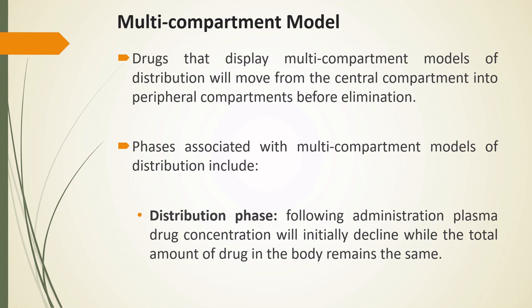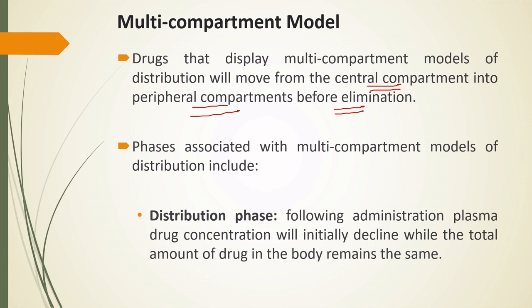The second model is the multi-compartment model. Most of the drugs follow the multi-compartment model, in which the drug will initially move from the central compartment into the peripheral compartments before it is eliminated. In the earlier model, we saw that the drug was present only in the central compartment, but in a multi-compartment model, the drug is distributed from the central compartment to the peripheral compartment.